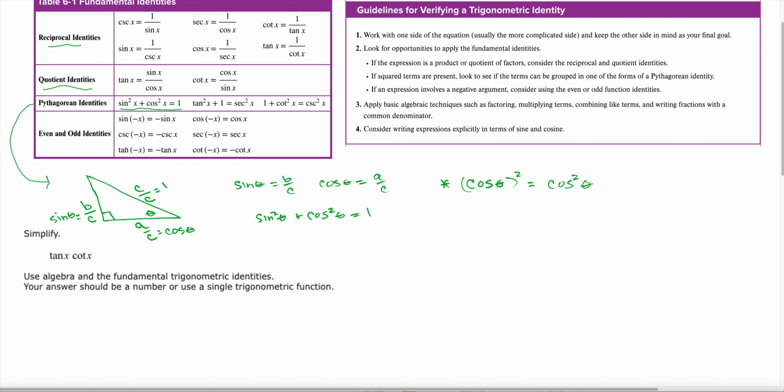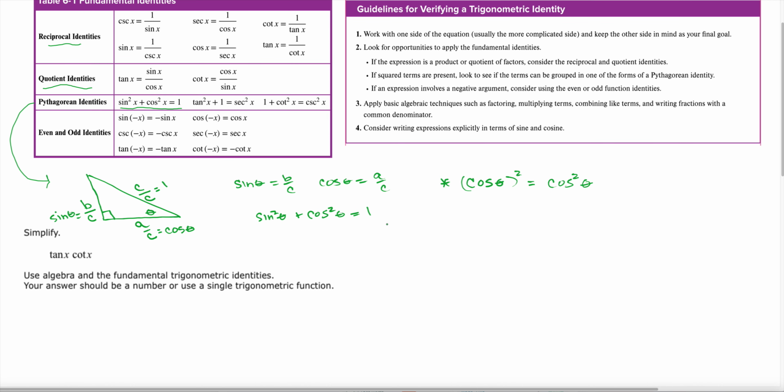And so the last are the even and odd identities, which is sometimes discussed in algebra. And this really has to do with symmetry. Even symmetry is symmetry with respect to the y-axis. And odd symmetry is symmetry with respect to the origin, meaning the 0, 0 point on the xy plane. And so if you think about this kind of symmetry and you consider these graphs really quick.